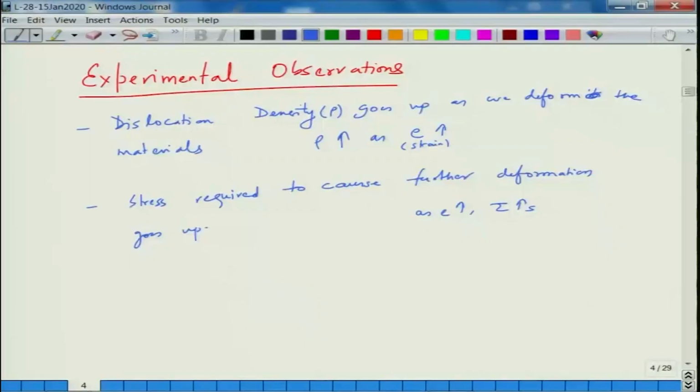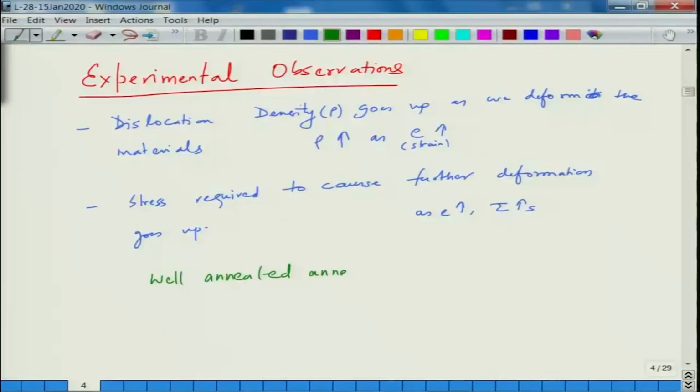And if you make the measurements, a well annealed crystal, annealed means a well heat treated crystal, something which has been held at high temperature to thermally equilibrate and then cooled slowly, which means it has a lower number of defects. A well annealed crystal will have a dislocation density of 10 to the power 10.